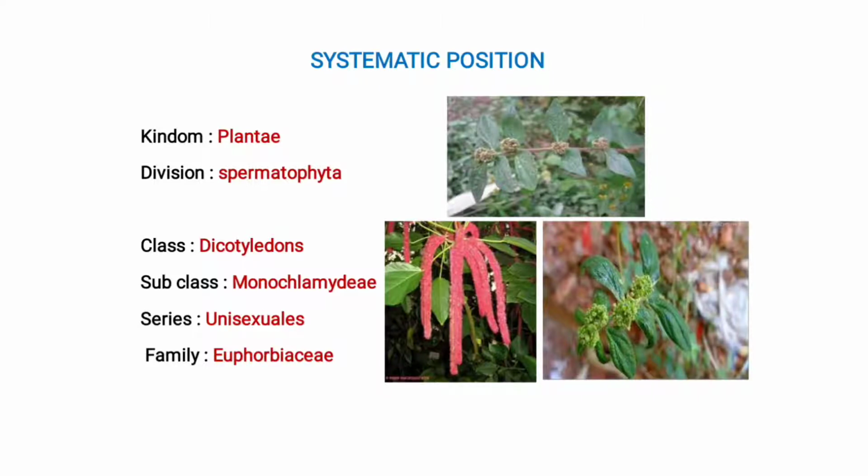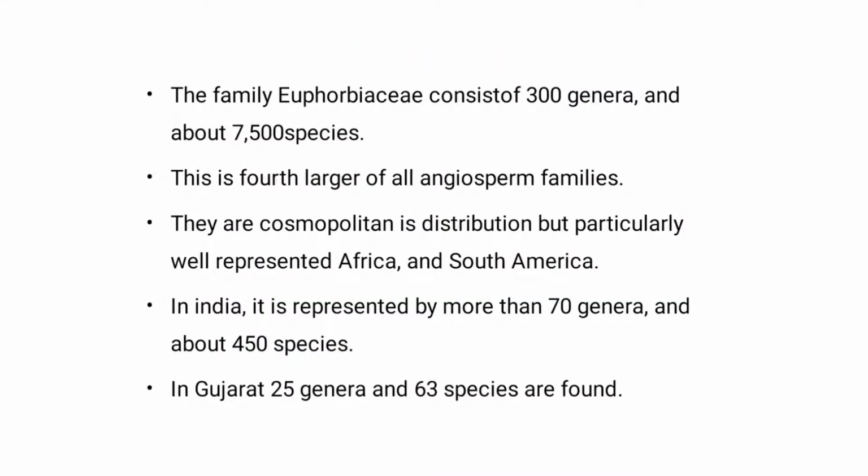Then the perianth is sepaloid, much reduced or absent. The ovules are 1 or 2 in each carpel. It means in this one carpel, the ovules are 1 or 2 in number. Then the family is Euphorbiaceae.